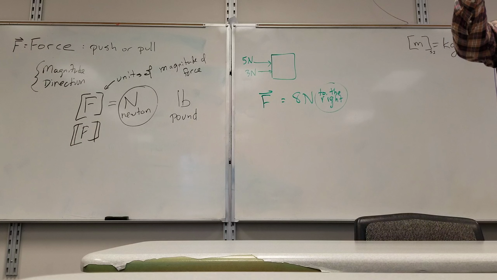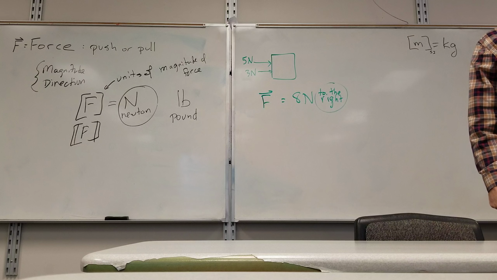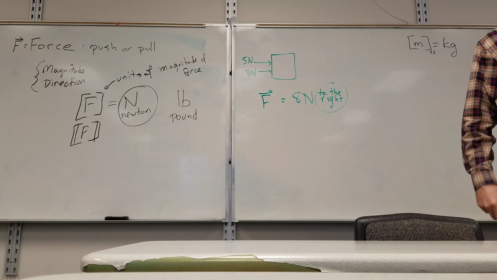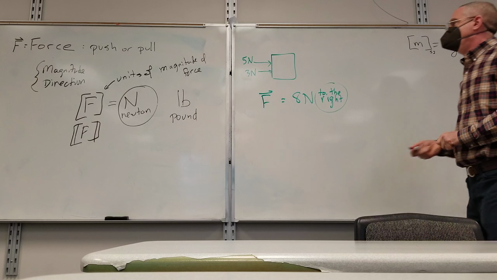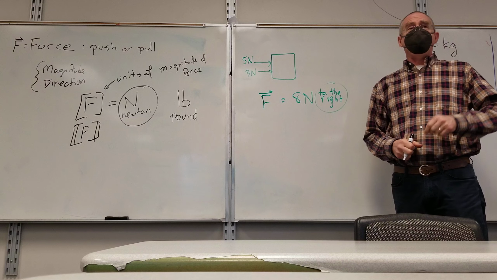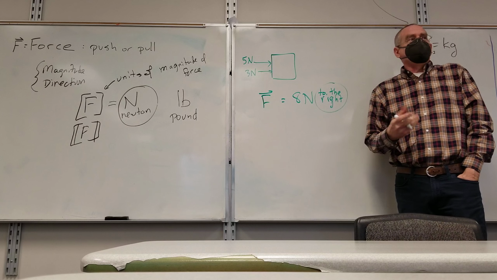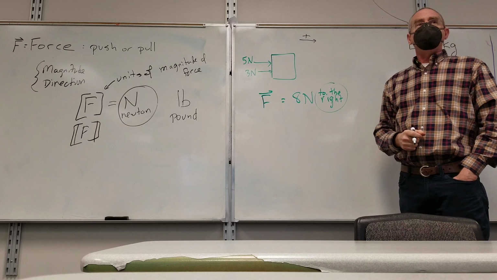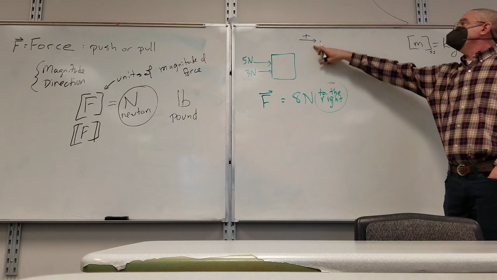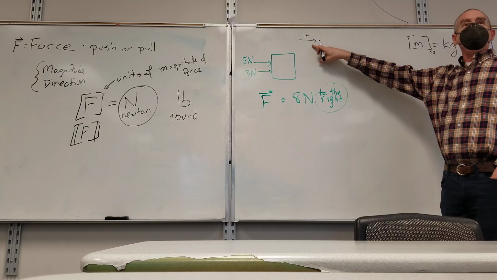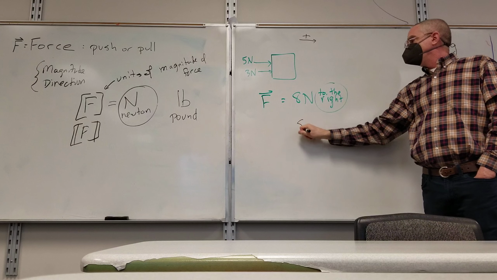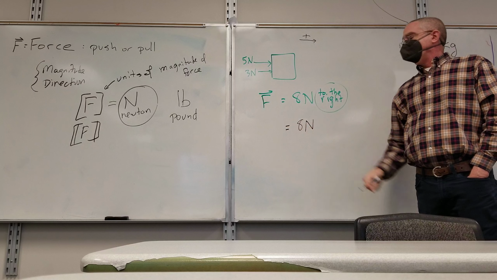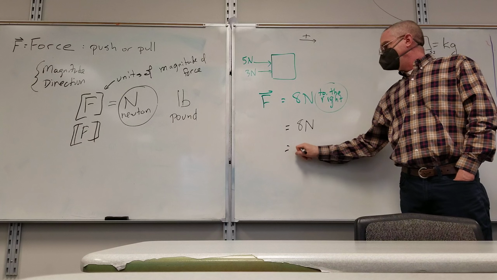Does anyone want to defend Isabella? I guess you can make it any way you want. Which way is positive? Whatever way that you want. I have no problem making to the right positive. I have no problem making to the right negative. But I need to define it. So we'll say to the right is positive for right now. So anything to the right is positive, and I can just write 8 newtons, or just to emphasize it, positive 8 newtons.